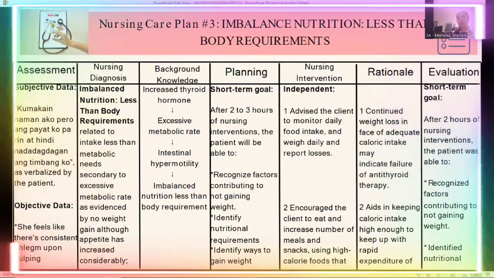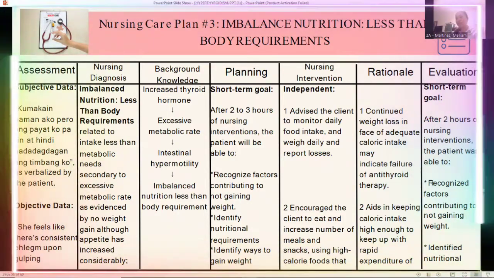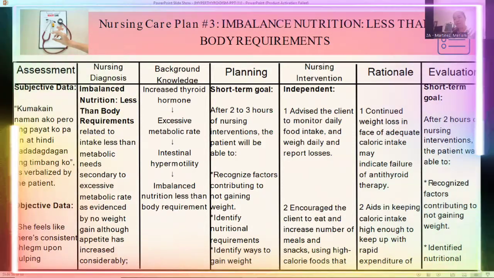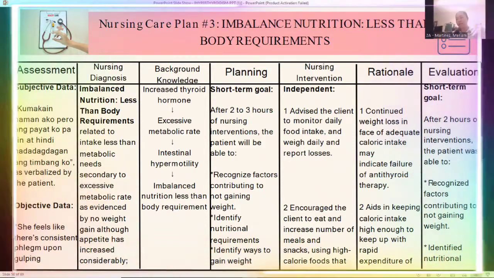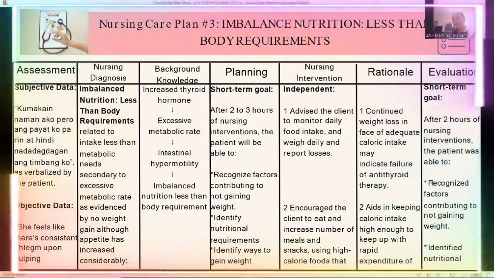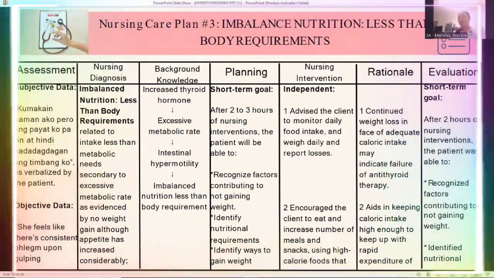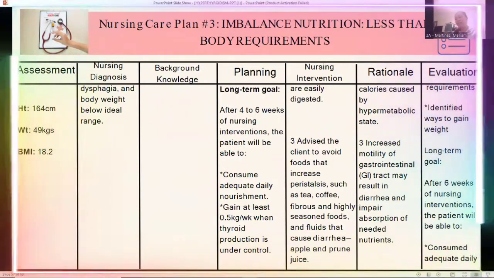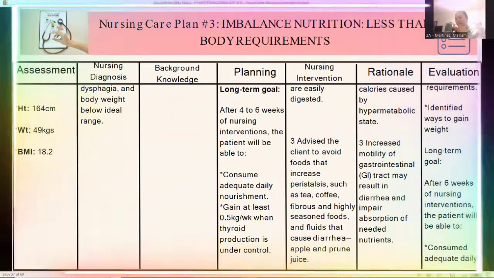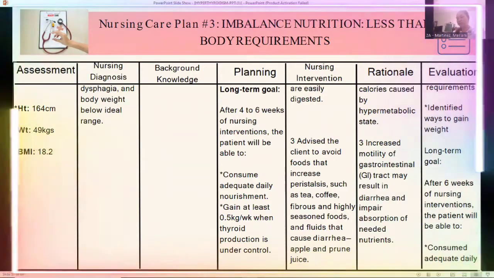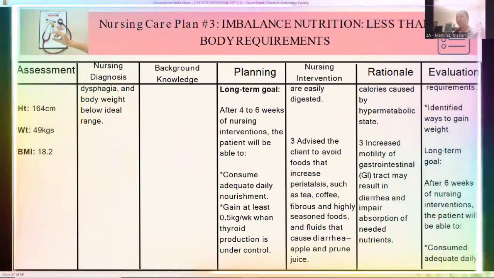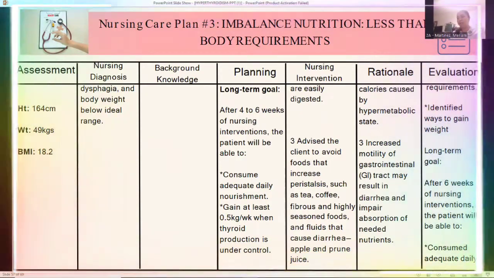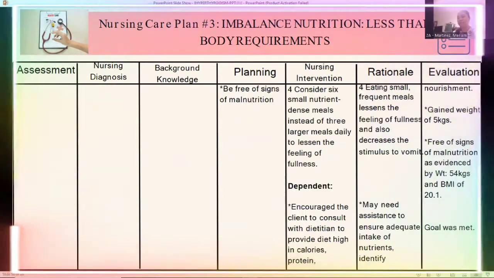For the planning, our short term goal is that after 2 to 3 hours of nursing interventions, the patient will be able to recognize factors contributing to not gaining weight, identify nutritional requirements, and identify ways to gain weight. For our long-term goal, after 4 to 6 weeks of nursing interventions, the patient will be able to consume adequate daily nourishment, gain at least 0.5 kilograms per week when thyroid production is under control, and be free of signs of malnutrition.